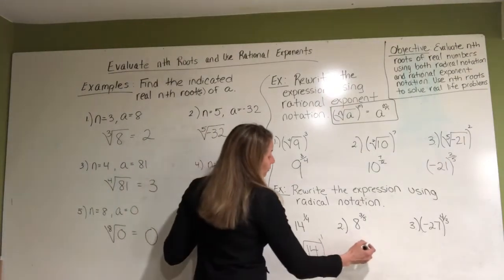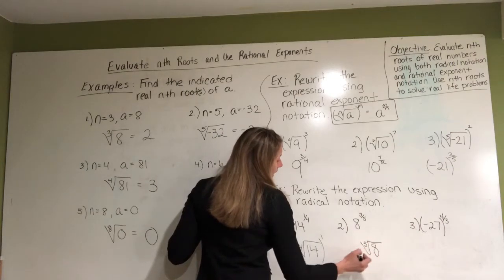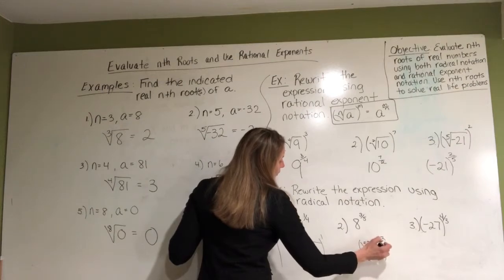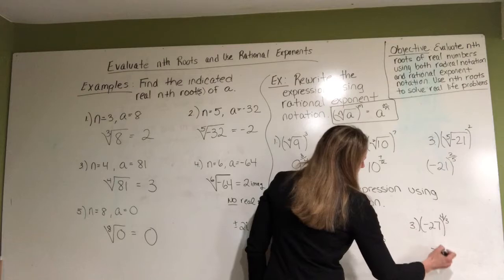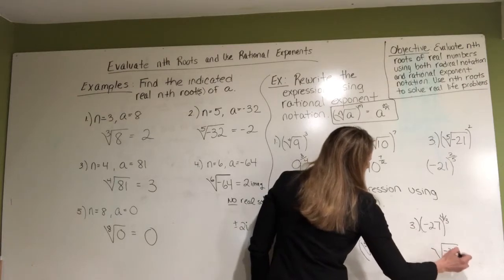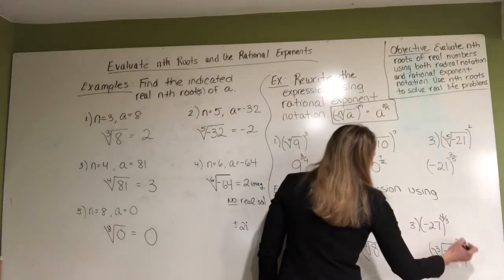For number 2, we would have 8, and it's going to be the 5th root, and then this would be raised to 3. And then number 3, we have negative 27 inside. The root is a 3, or a cubic root, and the power would be 4.